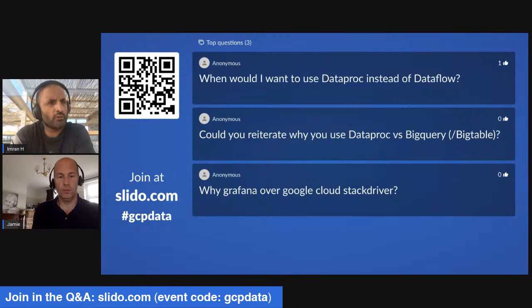Absolutely. And are there any use cases or considerations to use Spark in a streaming mode from within Dataproc? It's not something we're actively looking at, but all options are on the table at the moment.